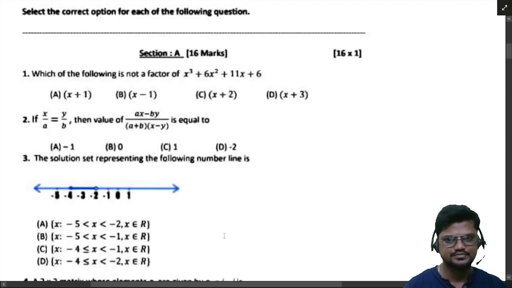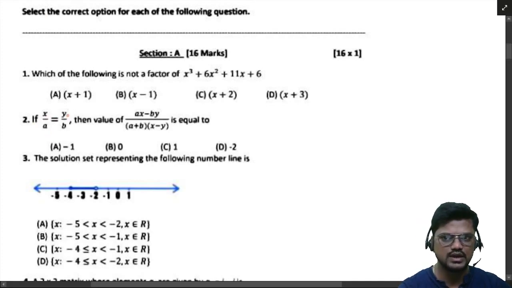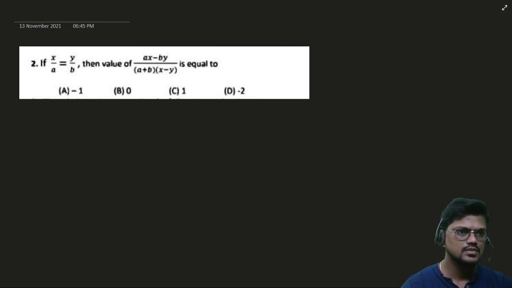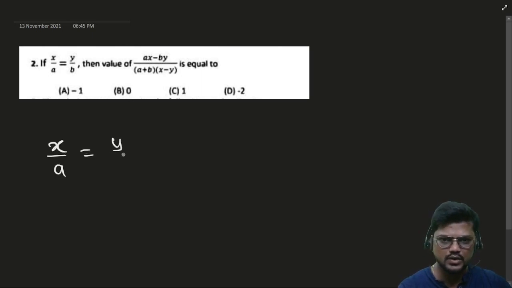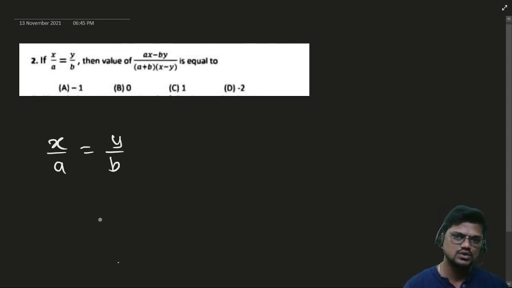Now next. Over here, the next question you have is x upon a equals y upon b. Then you have to find the value of ax minus by upon a plus b into x minus y. So what you can do, either you can take what x equals, or you can take what y equals in this, and put the value.